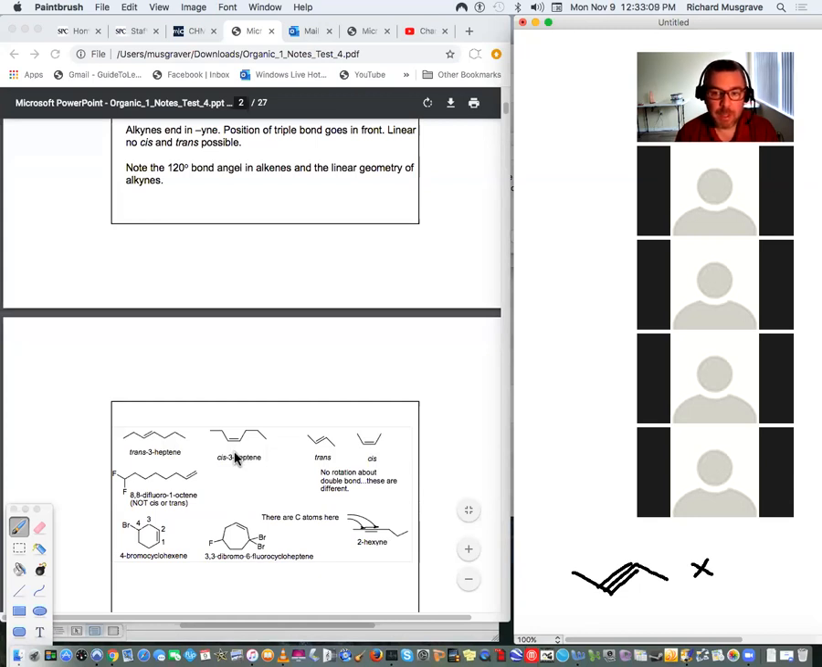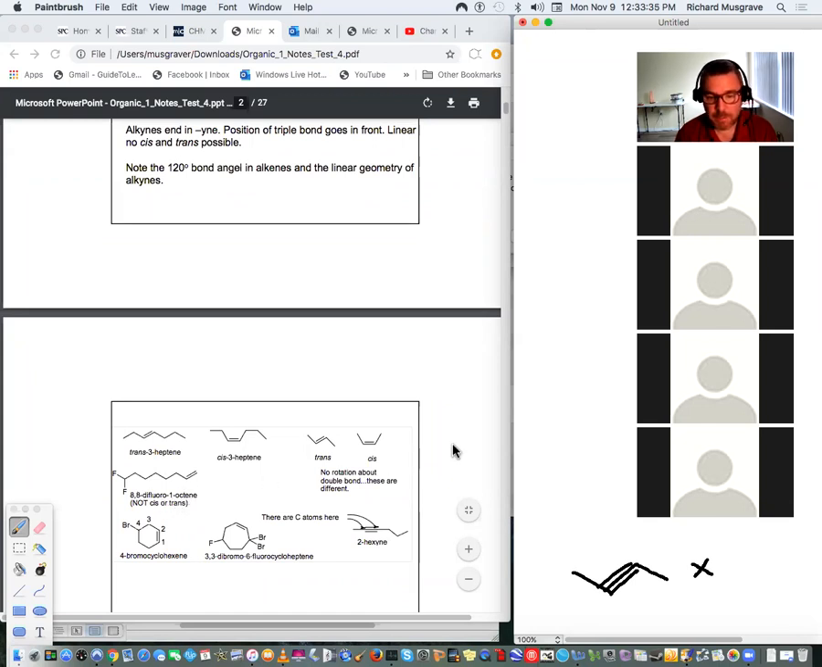Remember the -ene part is indicative of the double bond. The 3 tells of the position of the double bond in the chain from the end. And the double bond will always take precedence in the name, regardless of whatever else might happen to be in the name at the time. So an example here would be 8,8-difluoro-1-octene. You'll notice that it's not cis or trans.